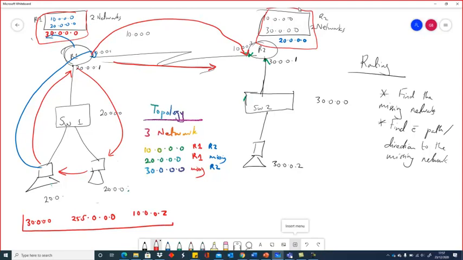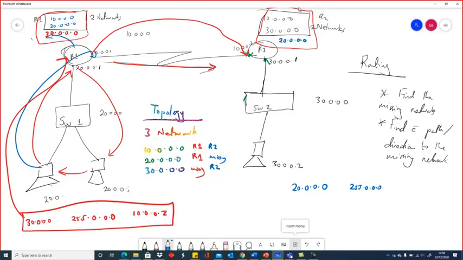So this information is what we have to place in this router, because that's how you redirect the router to take us to that particular network. Is that okay? Now the same thing applies to this network, 20 network. So 20, let's assume the subnet mask is 255.